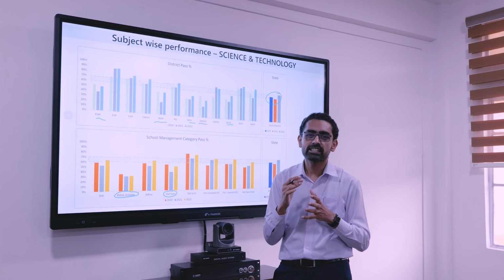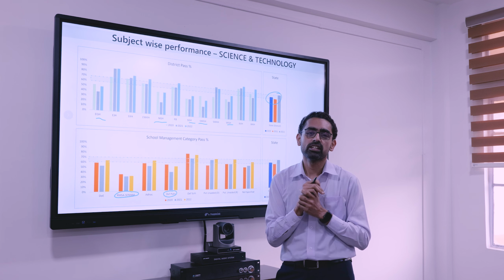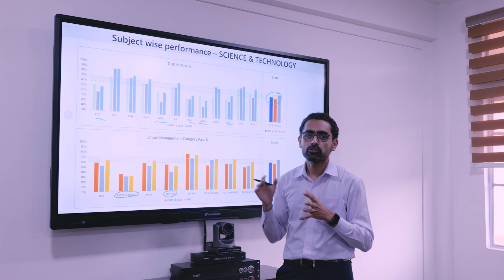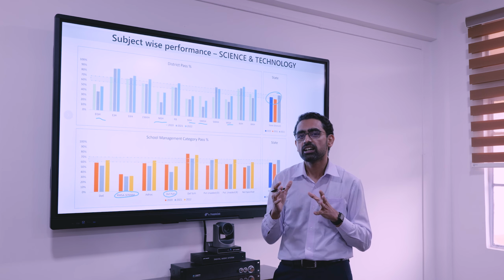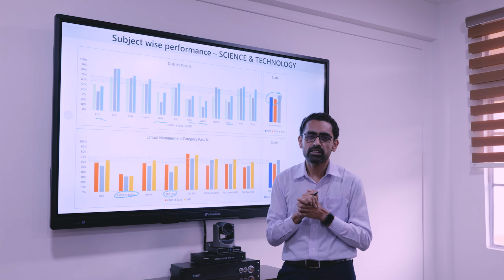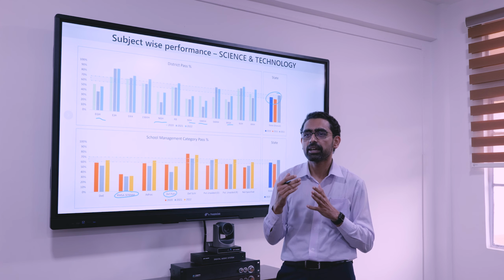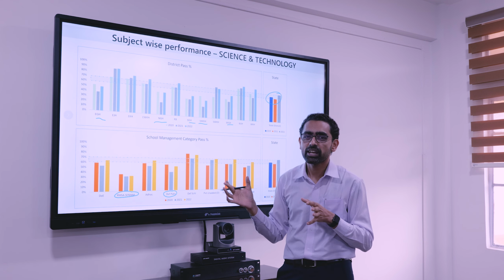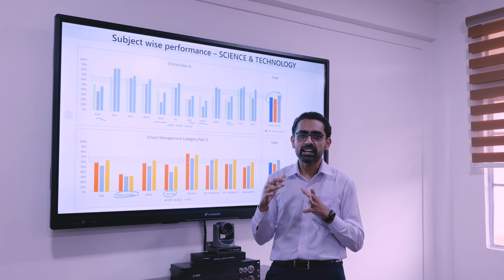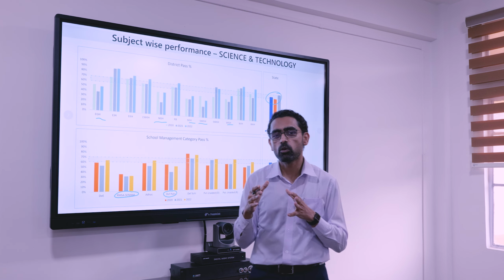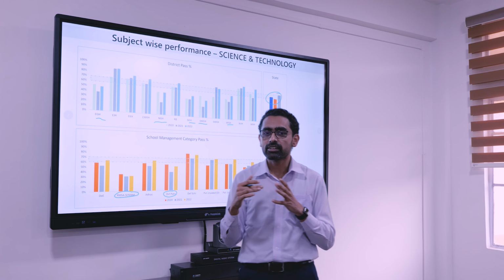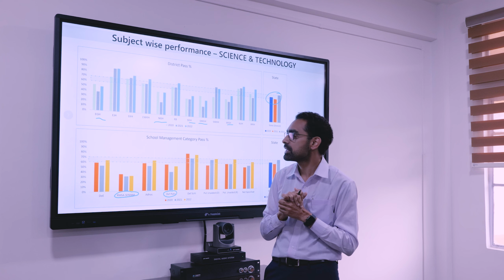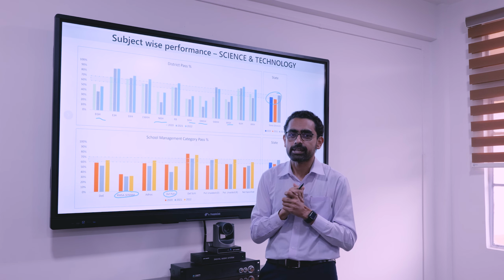when we strategize and do some interventions, we can focus on these categories of schools, because under Samagra Shiksha and various other initiatives, there are new projects coming up to improve STEM performance. With this analysis, we can see which schools are where these kinds of interventions will be more relevant and will help us improve the performance in the coming board exams.